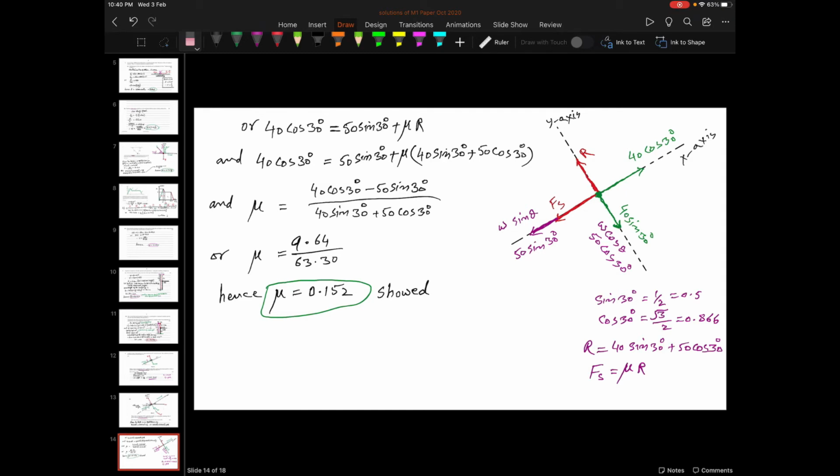Therefore, mu is equal to (40 cos 30 degree minus 50 sin 30 degree) upon (40 sin 30 plus 50 cos 30 degree). Hence, mu is equal to 9.64 divided by 63.30. Hence, mu is equal to 0.152, which is the required value.